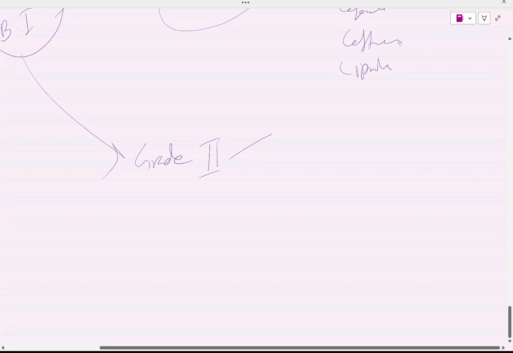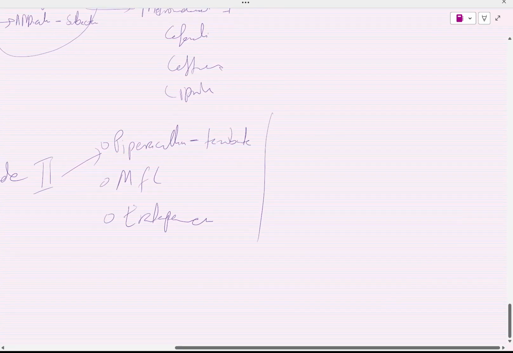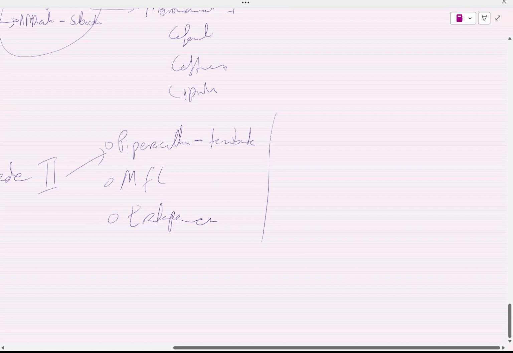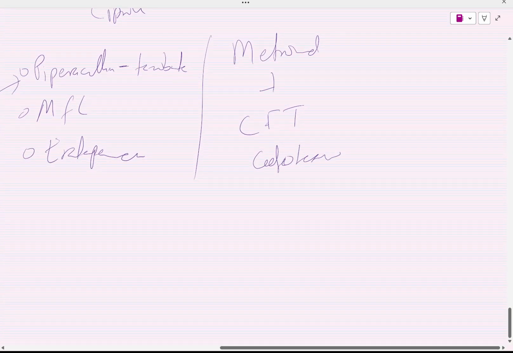If a patient comes to you with community acquired biliary infection and grade 2 symptoms, what will you give? You will give piperacillin tazobactam, or you can give moxifloxacin, or you can give ertapenem. Alternative drugs you can give in grade 2 patients of community acquired biliary infections are metronidazole plus ceftriaxone or cefotaxime and cefepime.